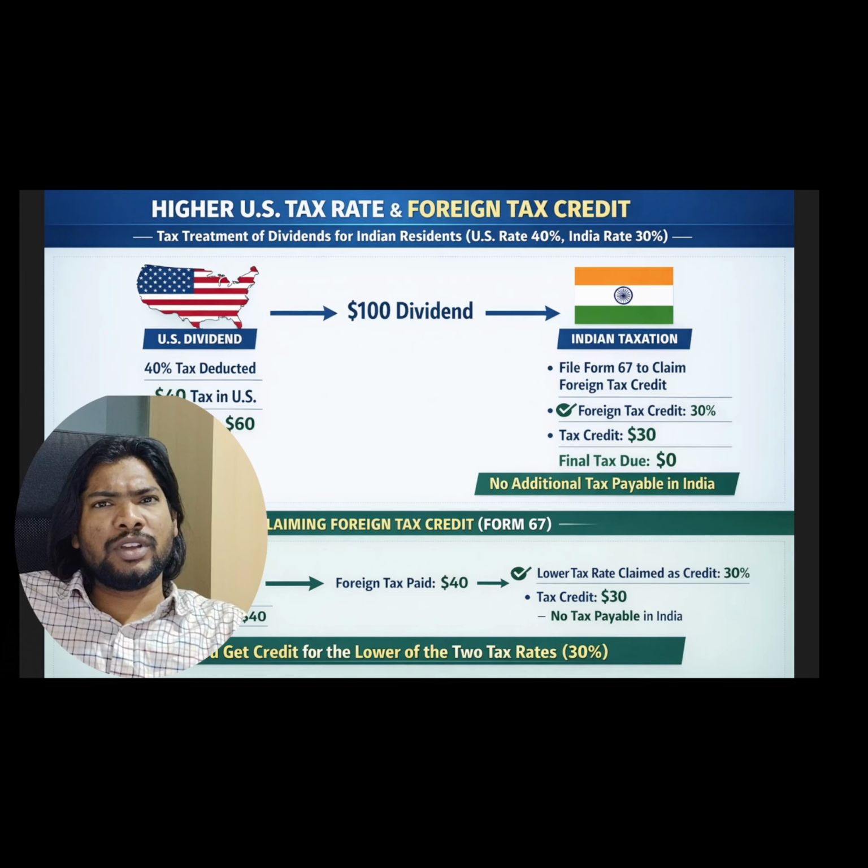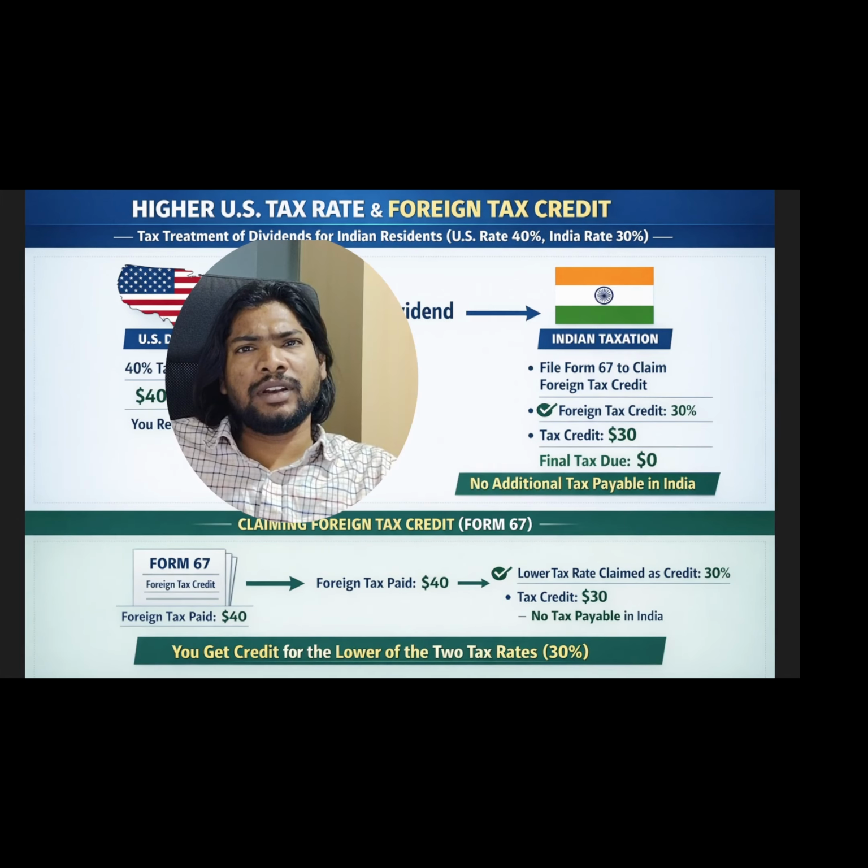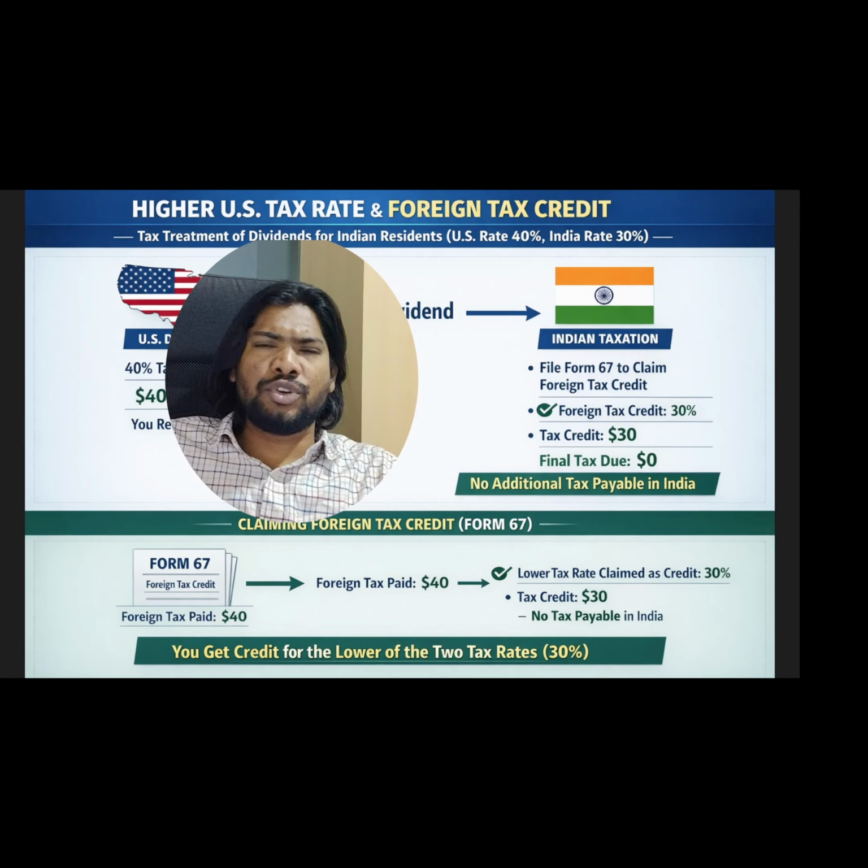Okay. Assuming you have already paid 40% tax in the US, we will get foreign tax credit of the lower of both the tax rates in the US and India. That is, the US tax rate is 40% and the India tax rate is 30%. So you will get 30% of FTC credit and there is no need to pay any tax in India.